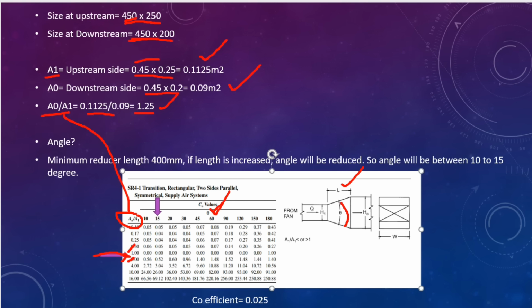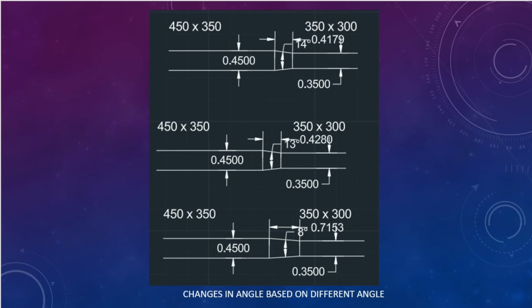So how to select the angle, because this angle is very important. Based on the length this angle will vary, so I will show you one example of how it will vary. At this point, I have mentioned from the top view a 450 by 350 duct size, 450 by 250, and coming to the next size 350 by 200, just for the example. If you fix the length like 417 mm, you can see the angle comes to 14 degree. You can try in the AutoCAD also.